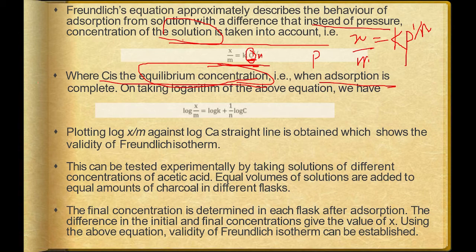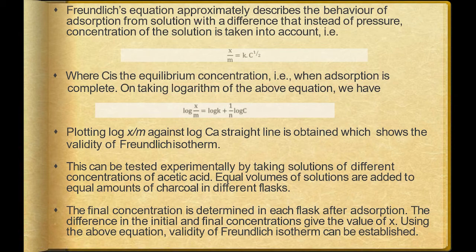When adsorption is complete, at that point of time, whatever the concentration of the solution is, that is denoted by c. On taking the logarithm, this is what we get, just in place of log P, we get log C. Plotting log x by m against log C, a straight line is obtained, which shows the validity of Freundlich's isotherm.